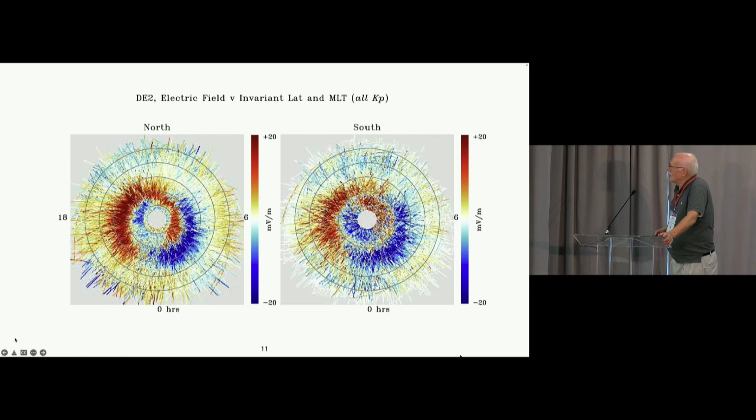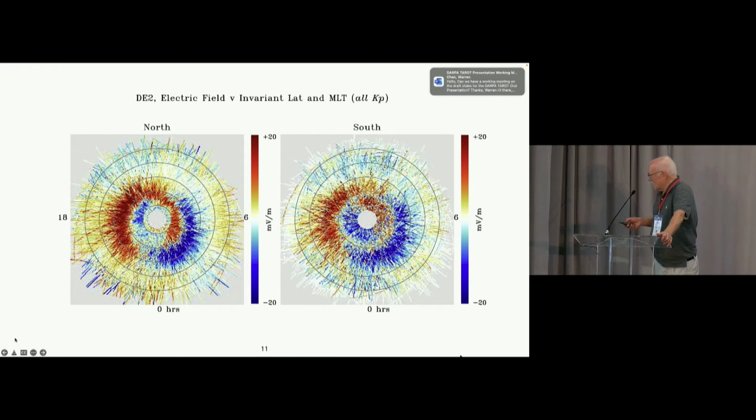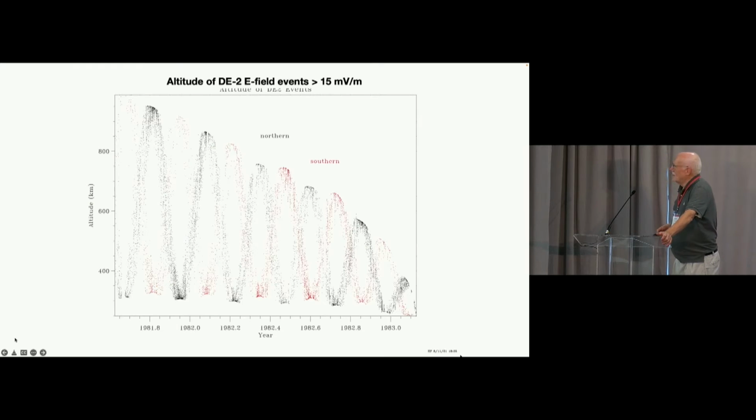So now I've divided them between northern and southern hemispheres. Again, you can see some of the qualitative differences. And again, my talk's really going to be on Poynting flux, but I just thought I'd show some of these distributions that we've been doing. Here's where we took all of the events that were 15 millivolts per meter or greater and plotted them versus altitude as a function of time in the mission. What's in red is in the southern hemisphere, what's in black is in the northern hemisphere. And just see how they are distributed.